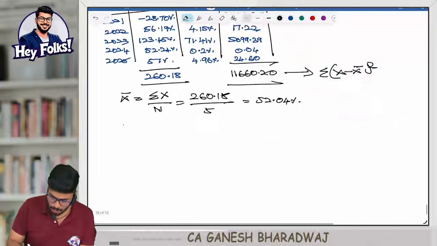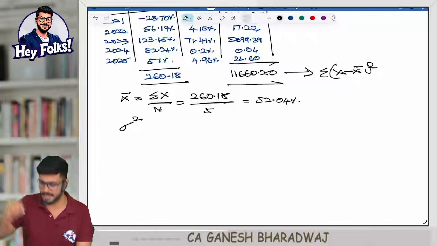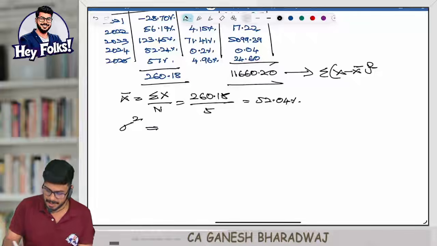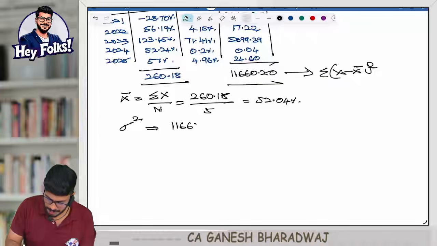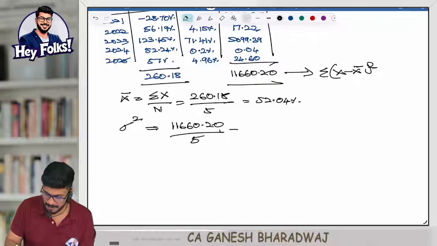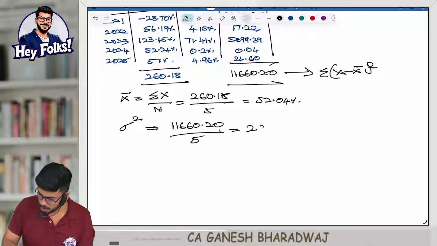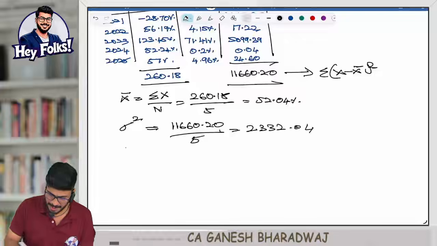Can I say the standard deviation, I mean, your variance is what? Square of standard deviation. So my variance is how much? 11,660.20 divided by how many years were there? So divided by 5. How much is it? 2332.04 something, right? And the standard deviation is what? Square root of this. Just click on square root. How much do you get?